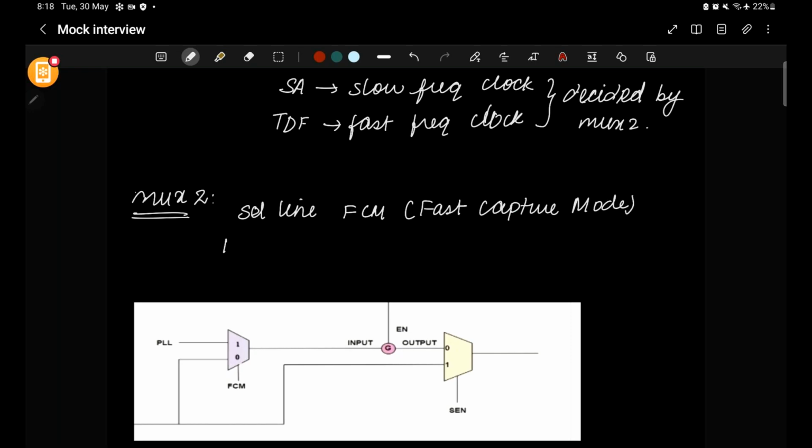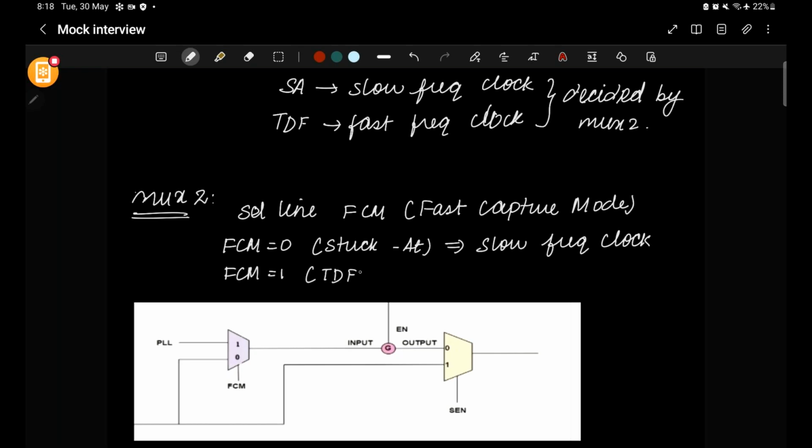So when FCM is equal to 0, that is stuck at. So what will have to propagate? Slow frequency clock will have to propagate during capture also. When FCM is 1, then that is TDF. So what will be propagating? Fast frequency clock will be propagated.